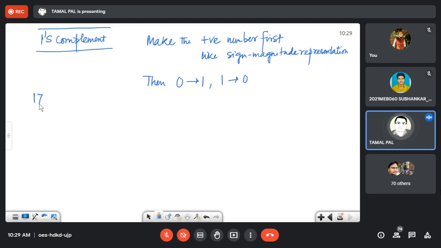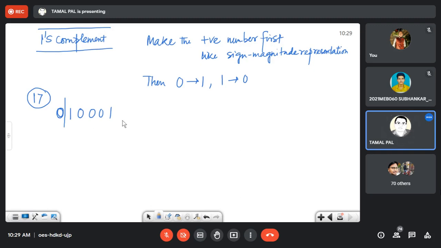Let us consider 17 only, because if I use too many examples of too many numbers, it will be confusing. So let us convert the same number in different formats. It is 1 0 0 0 1, and if I place 0 before it, then it is nothing but the sign magnitude representation. But the first thing you have to do in one's complement is create a positive sign magnitude representation of it.